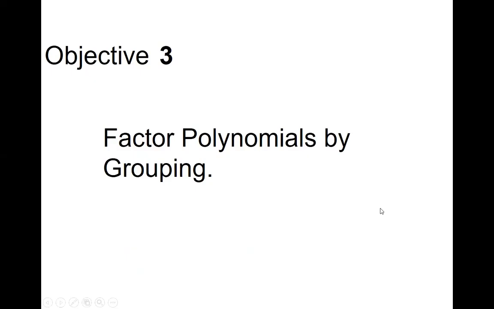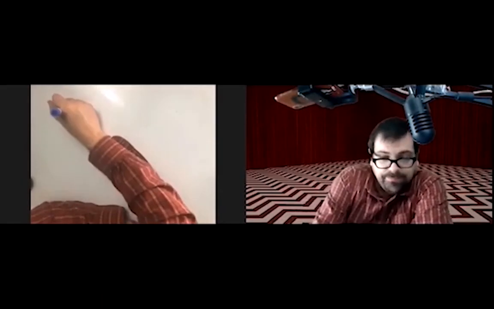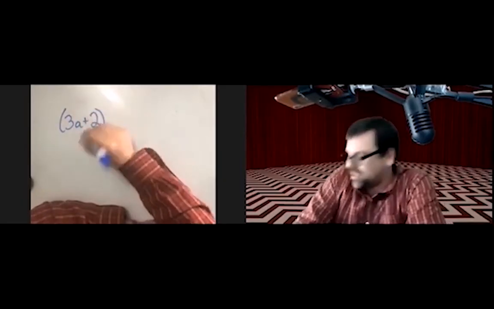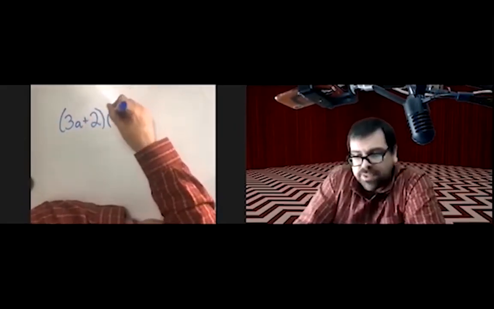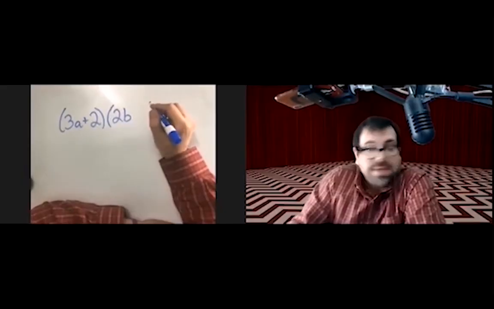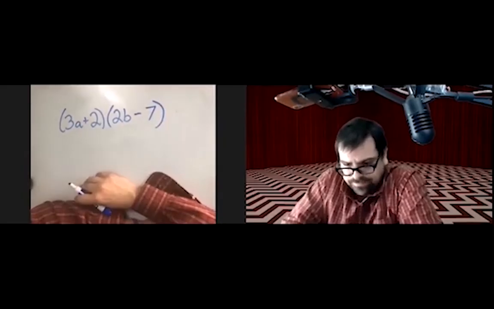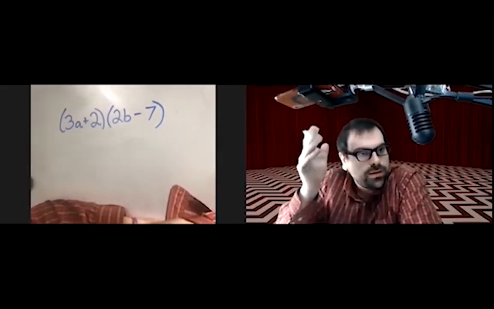The third objective in this topic, factor polynomials by grouping. Let's start with a multiplication problem. 3a plus 2 times 2b minus 7. We know how we would do this. We FOIL.